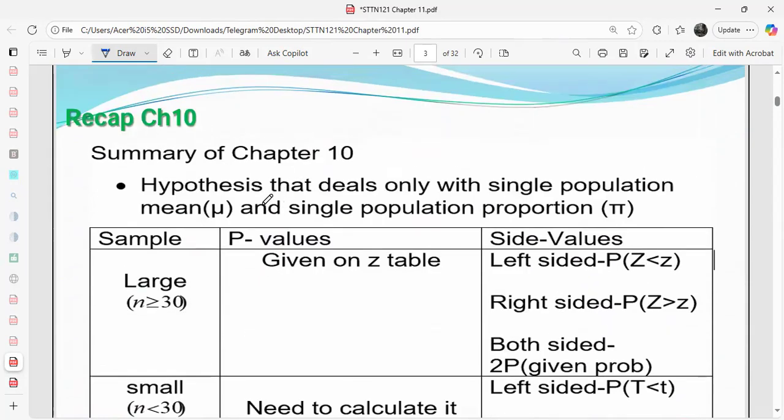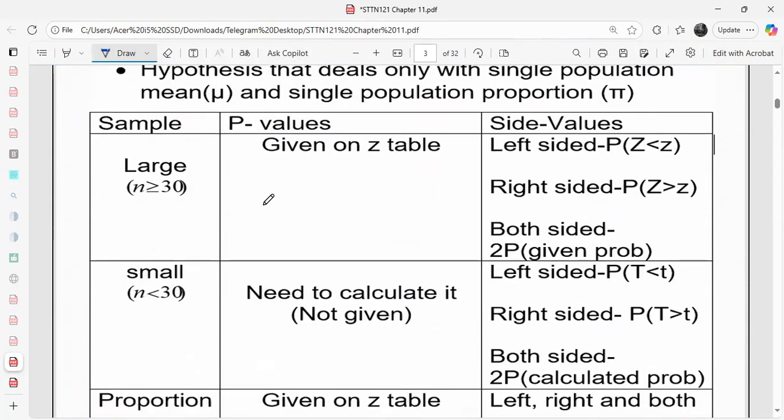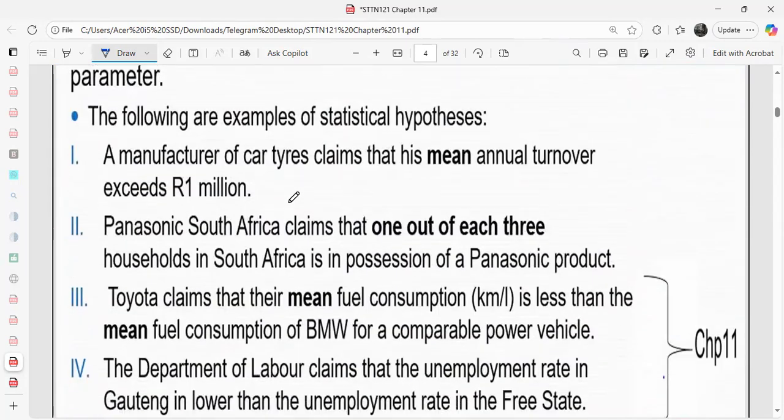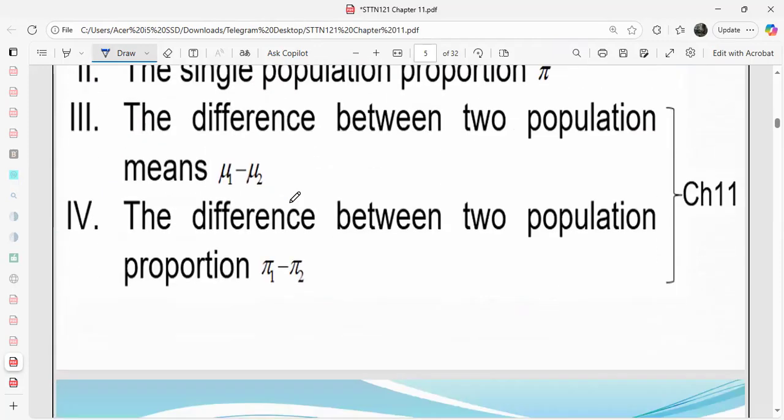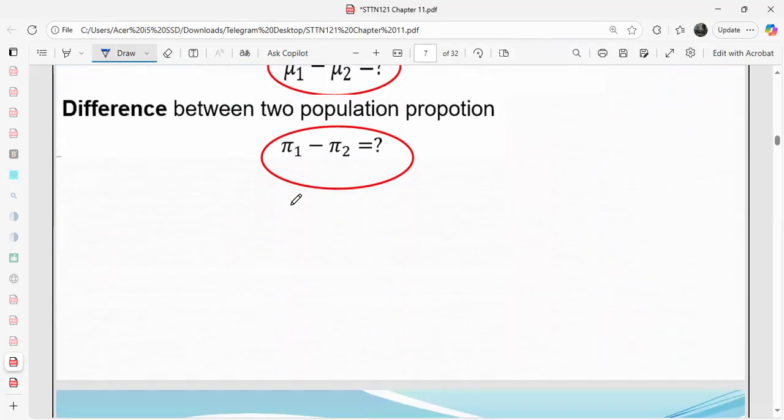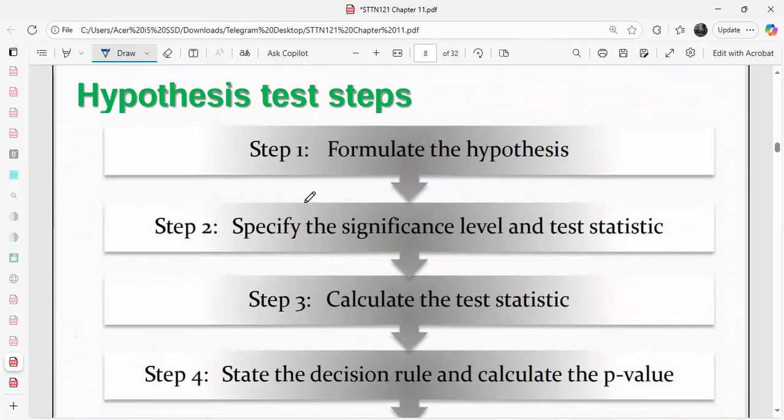This is just a recap for the hypothesis testing for one population. You all remember the steps. For hypothesis testing for one population and for two populations, the steps are the same. Step one is when you formulate the hypothesis, the null and alternative hypotheses.